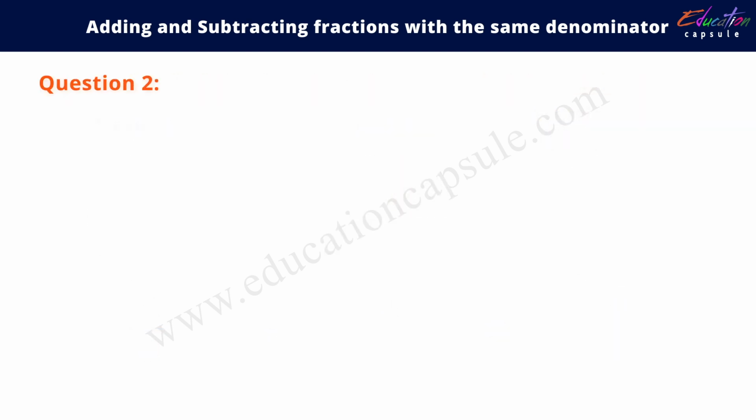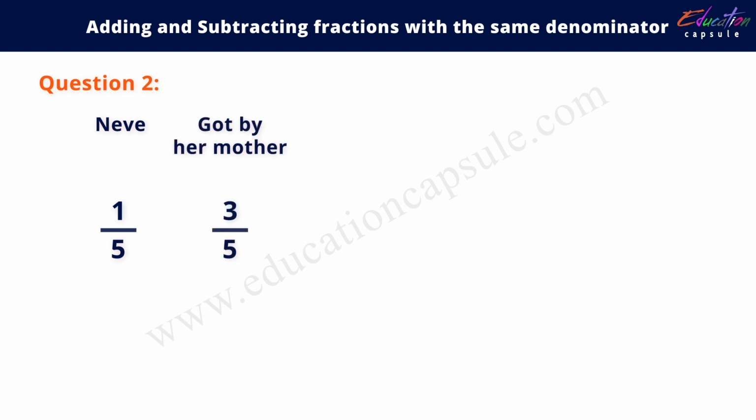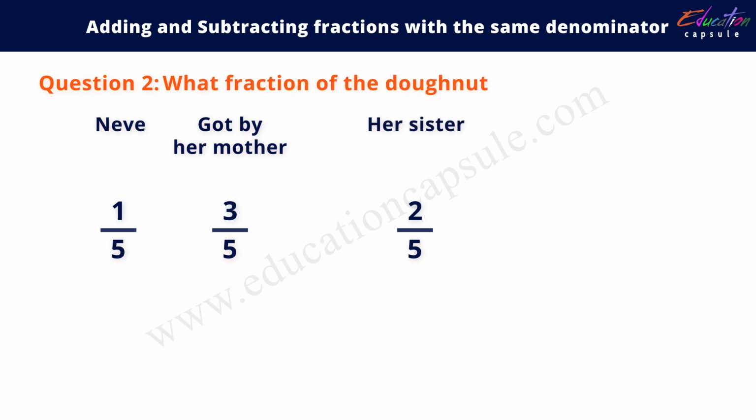Question 2. Neve had 1/5 of a donut box. She got 3/5 more from her mother. She gave 2/5 of it to her sister. What fraction of the donut box is left with her?